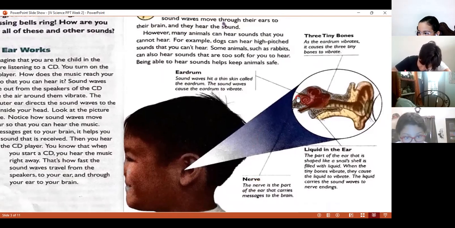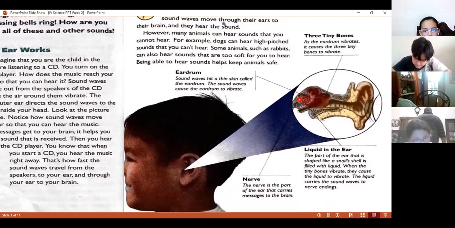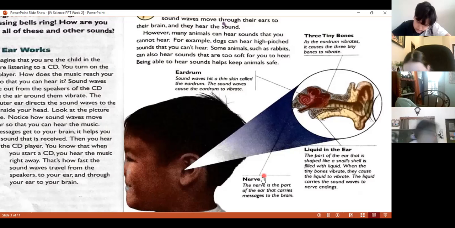Then we have the nerve, and it says the nerve is the part of the ear that carries messages to the brain. So in this way, we listen to the sound or the noise, and our brain knows what the sound is. We can recognize that sound. You say, oh, that is an alarm clock, or that is a fire alarm, or that is a doorbell. That is because of the nerve that carries the message to the brain, and the brain is going to decode that information according to whether you have already listened to that sound.